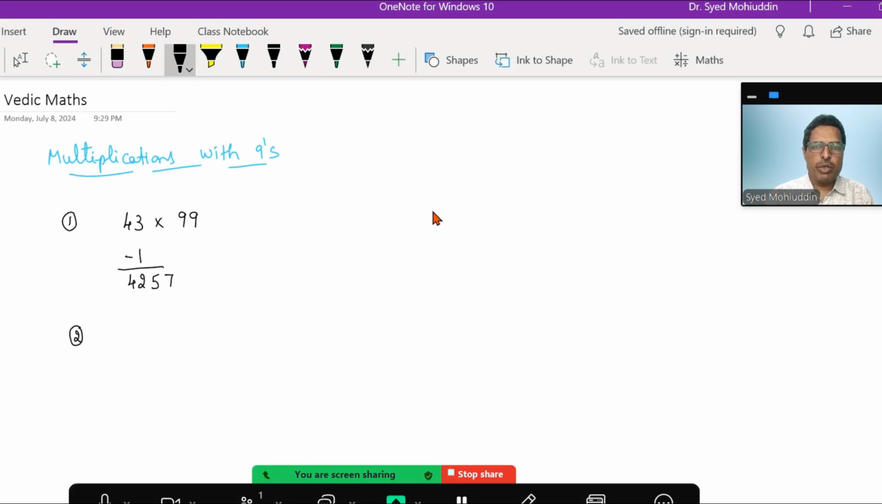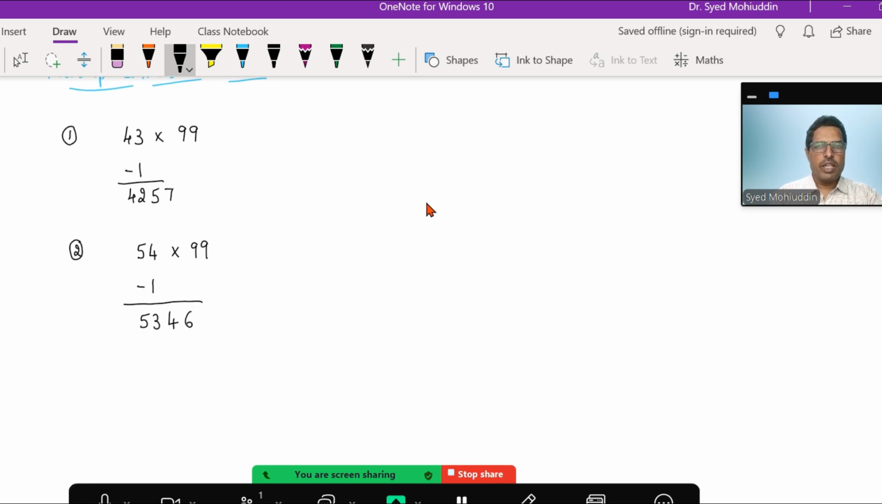Let us try another example. 54 multiplied by 99. So what is the first step? You need to just subtract 1. So we have subtracted 1. How much will be getting? 54 minus 1 will be how much? 53. Now subtract it. 9 minus 5 will be 4. 9 minus 3 will be 6. So 54 multiplied by 99 is how much? 5346. Right? It's very simple. Let us try another example.